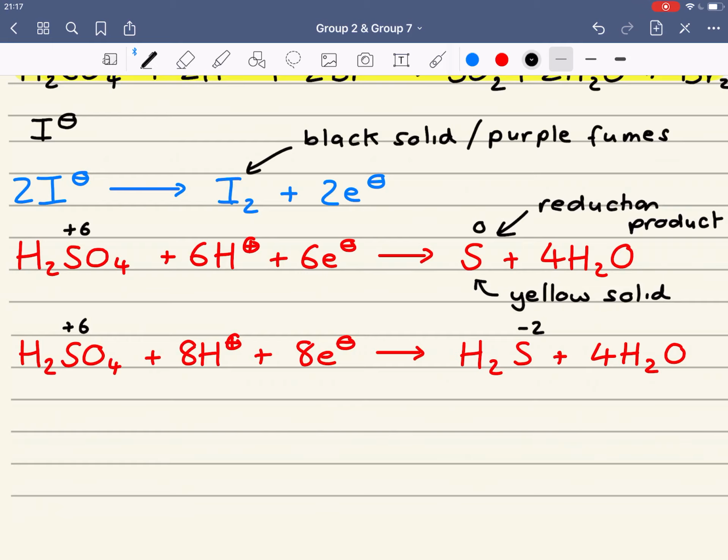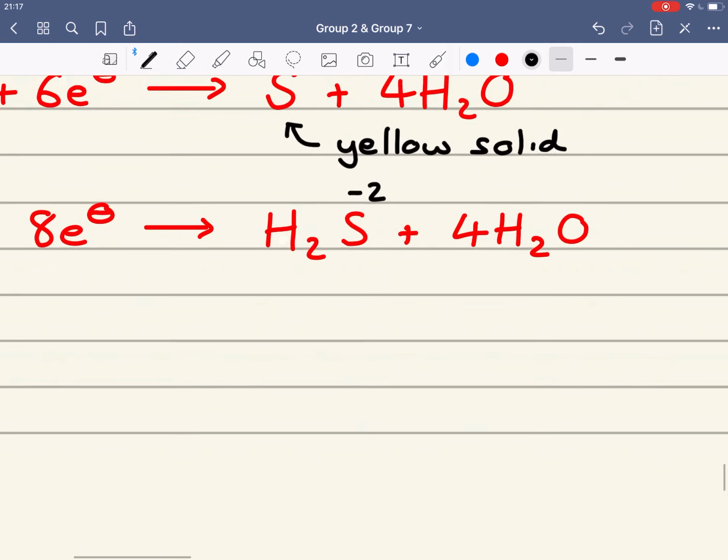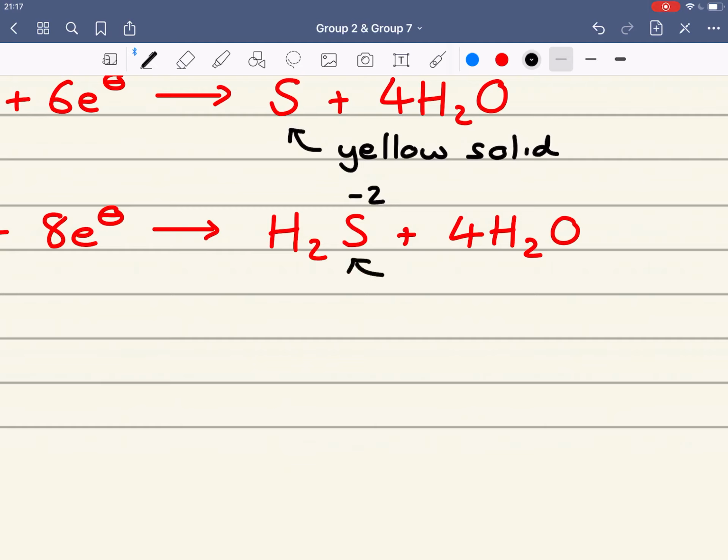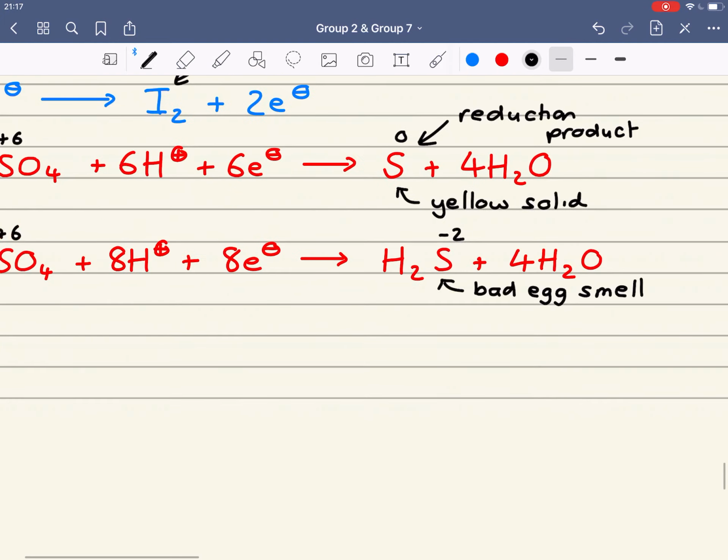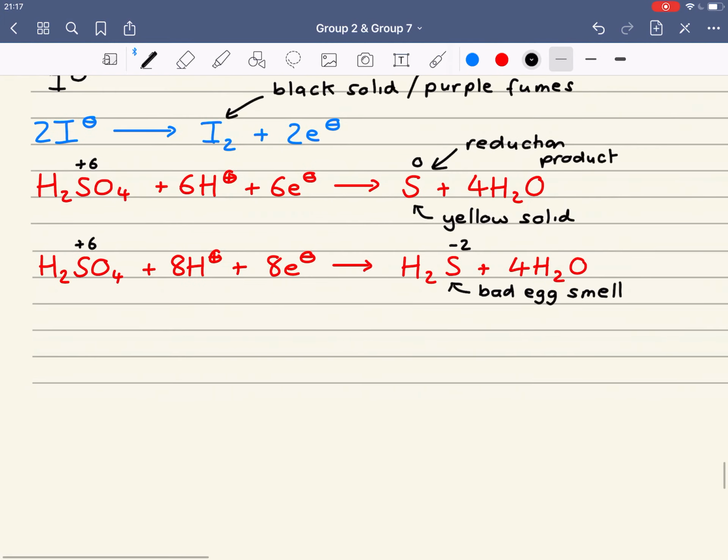Now, I'll just let you know that this is a bad egg smell. It's horrendous. It's one smell never forgotten. It's not anything that you want to be doing in a lab on a hot day. It's horrendous. Not very nice.